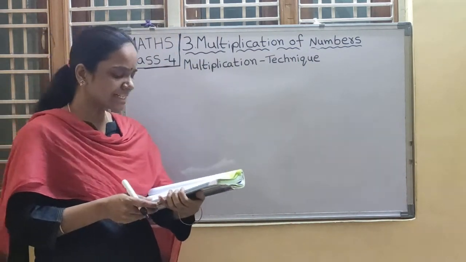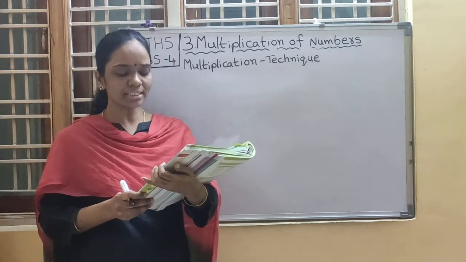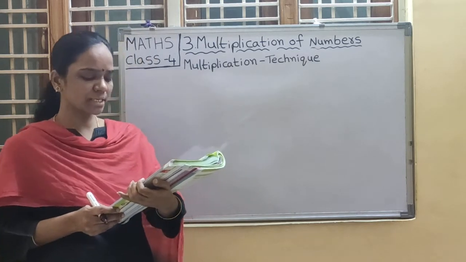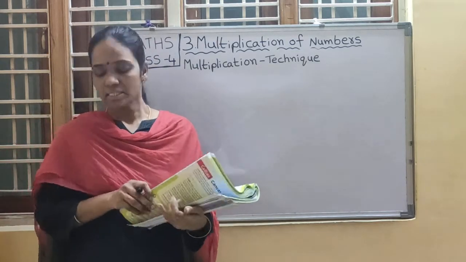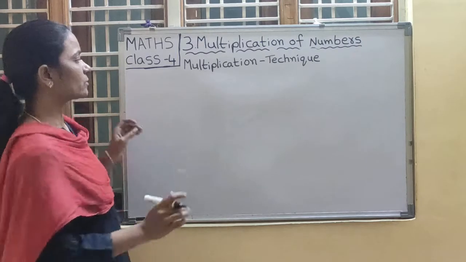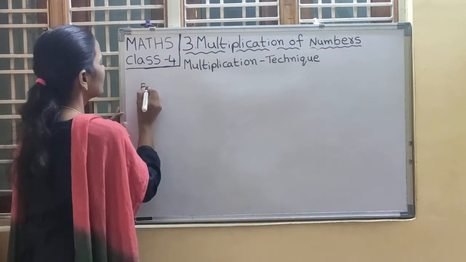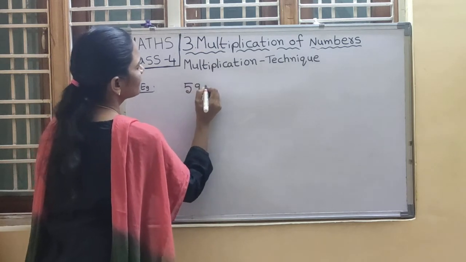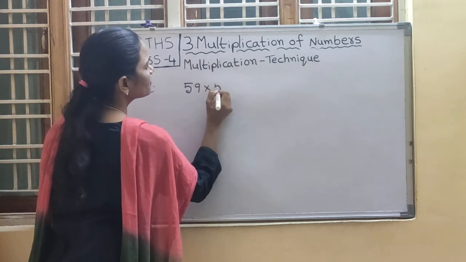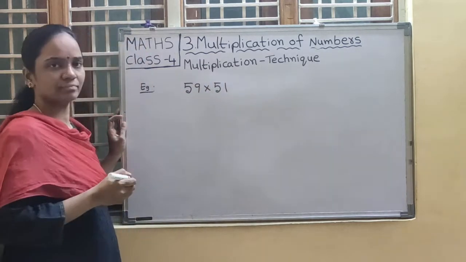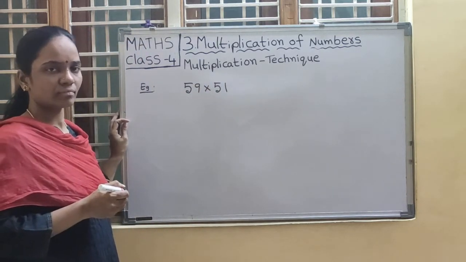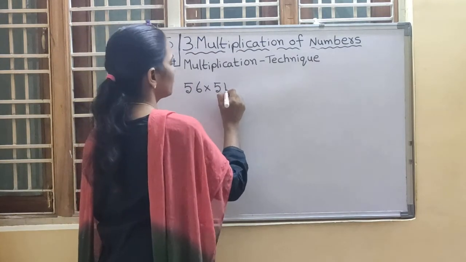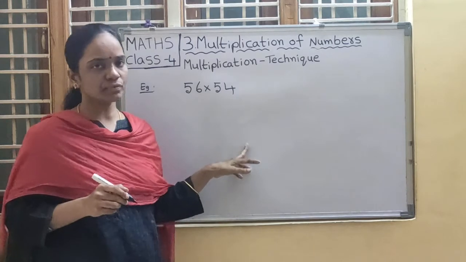This multiplication technique can be used when both the numbers have the same digits at tens place and the sum of the digits at the ones place of both the numbers is 10. So it is applicable only for 2-digit numbers. For example, 56 into 54. Take 56 into 54.